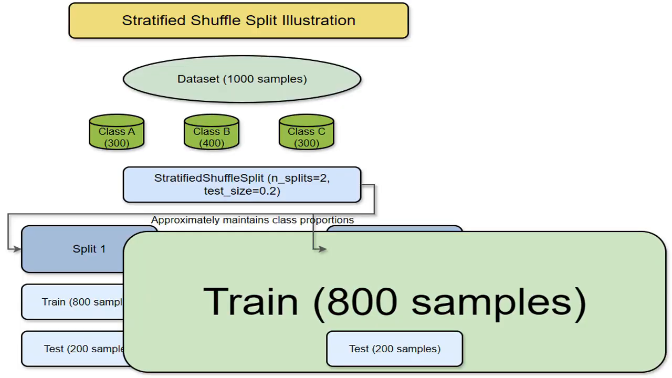The magic of stratified shuffle split is that it makes sure that the different classes, A, B, and C, are represented in a similar proportion in both the training and testing sets of each split. It won't be exactly perfect, but it will be close.